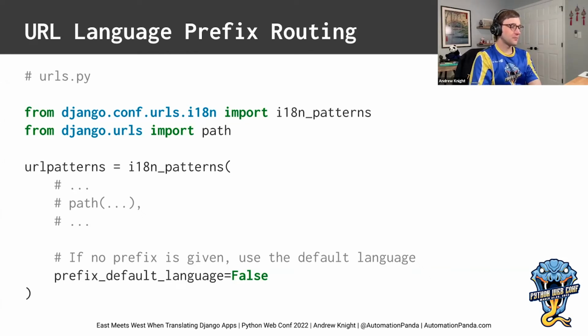Furthermore, if we want to use that default language when there's no prefix given, we're going to add the additional keyword argument prefix_default_language and set that to False. That will make sure that we can still use the default language if no prefix is provided. And the nice thing about this is it will just add that language prefix to all your URLs, right? You don't need to think twice. You don't need to add any special logic. The framework does this for you. It's beautiful.